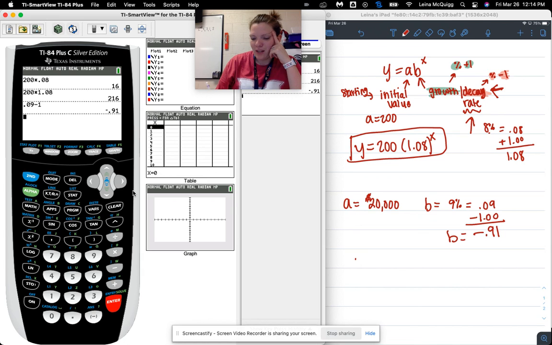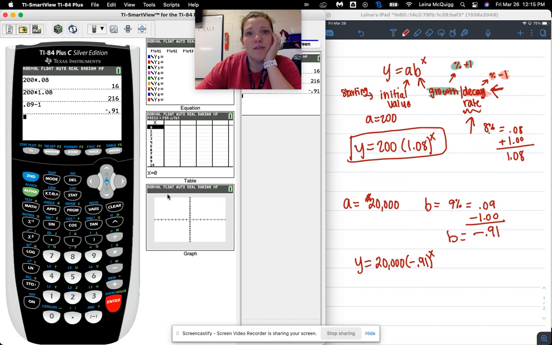So my equation, I'm going to plug these in. Y equals, for A, I have $20,000 times negative 0.91 to the power of X. Okay, so on some of these problems, you're going to have to think a little bit, have to add or subtract 1. Some of them you might not necessarily have to do that. If it just says it's a growth rate of 1/5, you can plug in 1/5. If it doesn't say percent, you can just plug in that number, okay?